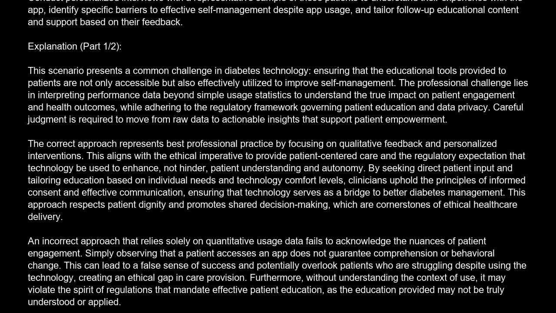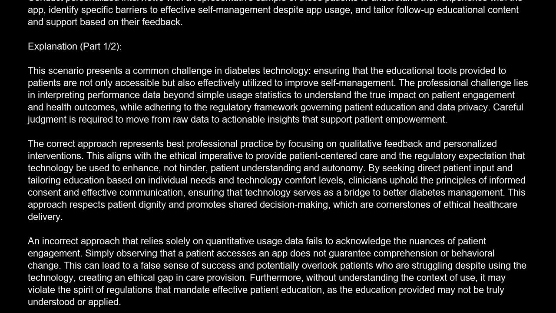The correct approach represents best professional practice by focusing on qualitative feedback and personalized interventions. This aligns with the ethical imperative to provide patient-centered care and the regulatory expectation that technology be used to enhance, not hinder, patient understanding and autonomy. By seeking direct patient input and tailoring education based on individual needs and technology comfort levels, clinicians uphold the principles of informed consent and effective communication, ensuring that technology serves as a bridge to better diabetes management. This approach respects patient dignity and promotes shared decision-making, which are cornerstones of ethical healthcare delivery.